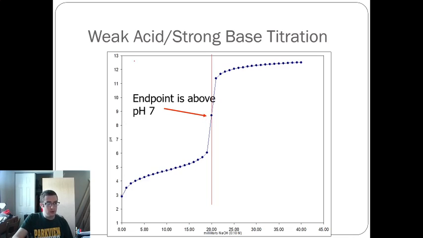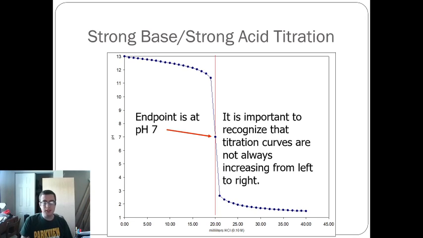And again, the weak acid is what we're starting with because we do have a pH lower than 7. Even though it's not as low as before, it is still definitely an acid. And then we're adding a base to it because this pH keeps going up and up and up the whole time.